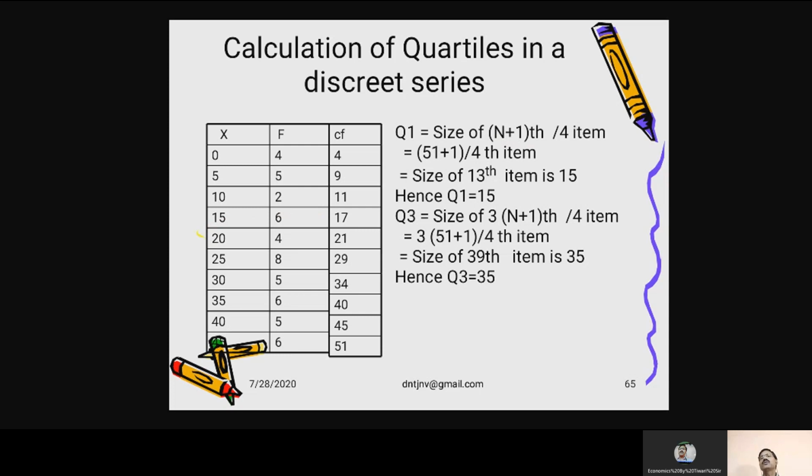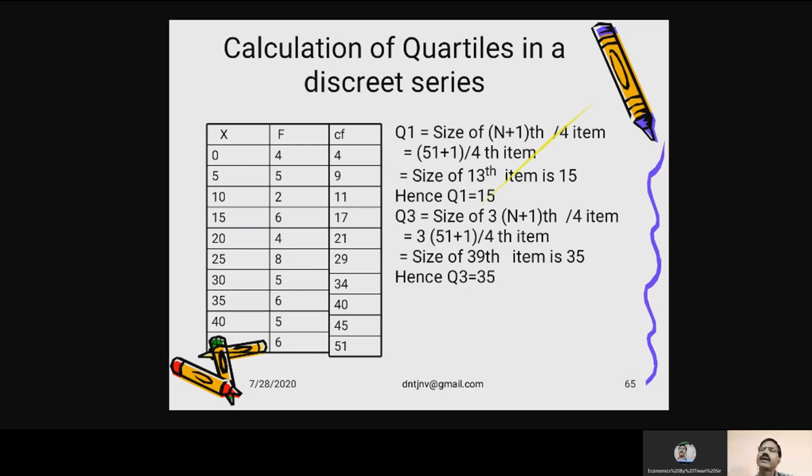To find out Q3, you will have to put 3 in the bracket: 3(n+1)/4th item. So 3 into 13, which you found earlier, means the 39th item, which is 35. Therefore, the value of Q3 is 35.